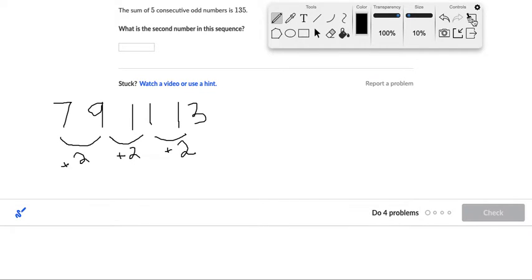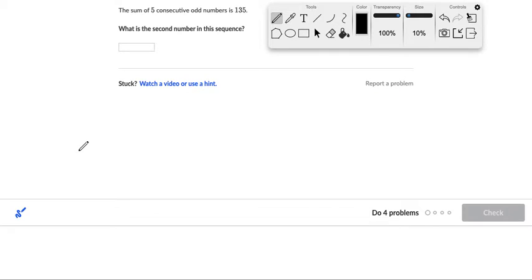All right, now let's see what the case is for even numbers. Let's say I wanted to start at 4. Well, even numbers are just numbers divisible by 2. So the next even number is going to be 6, then 8, then 10, and we'll stop there.